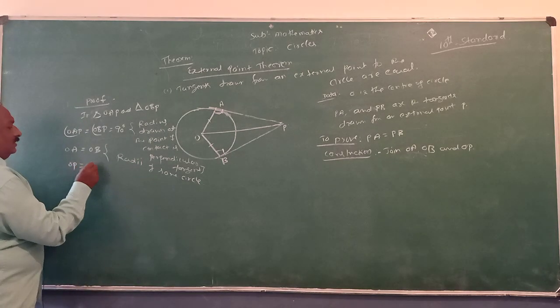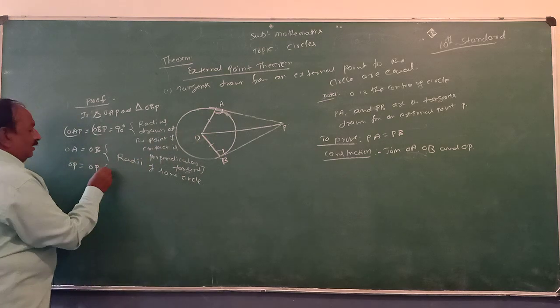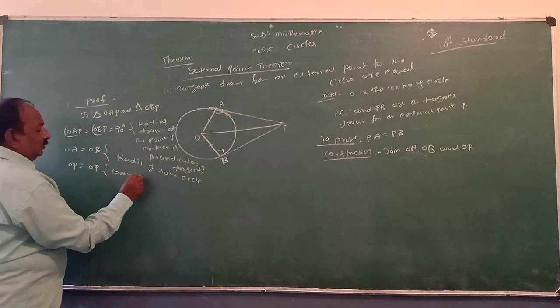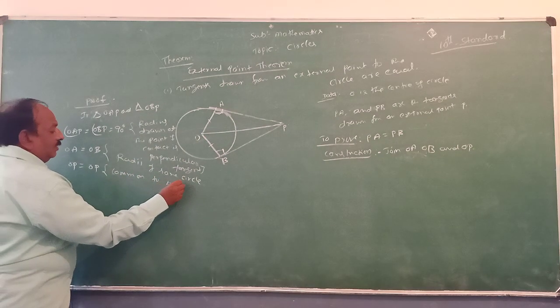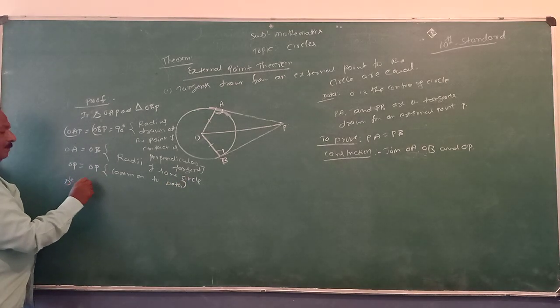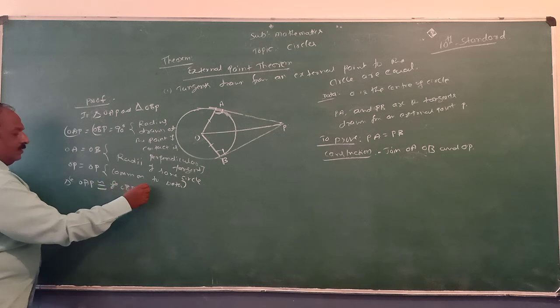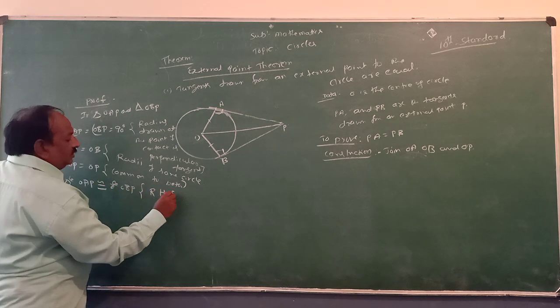Then OP is equal to OP. This OP is common to both the triangles. Common to both. Therefore, triangle OAP is congruent to triangle OBP because of RHS.